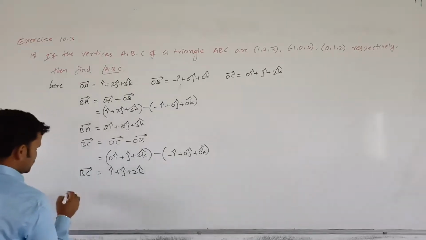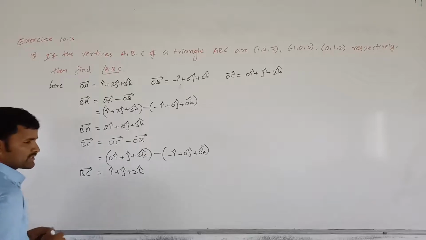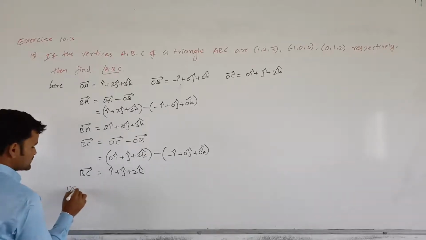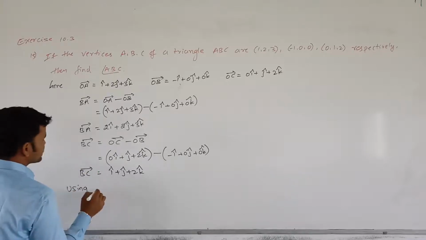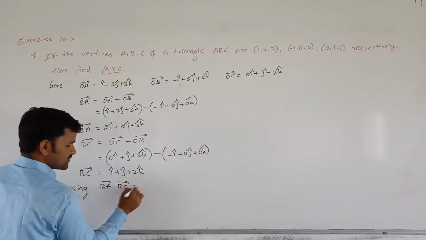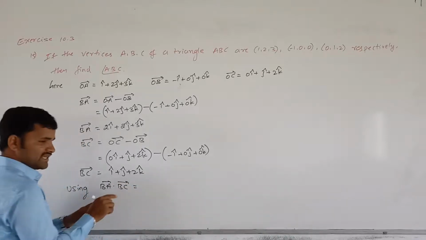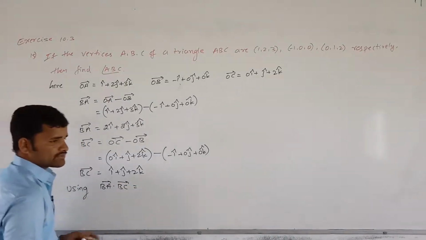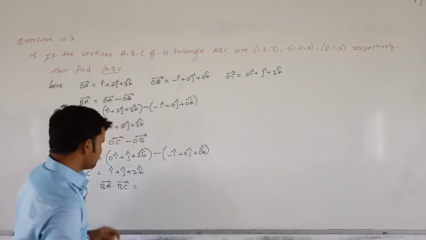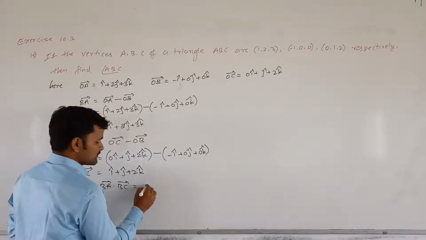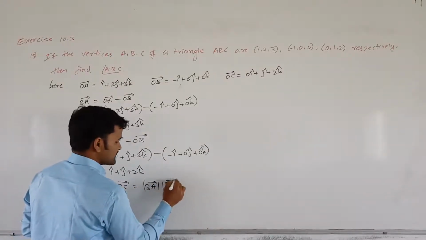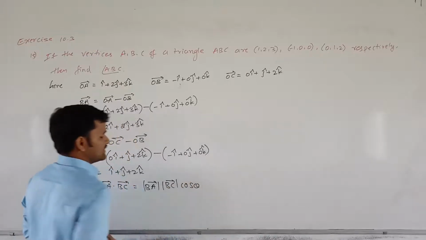Next, let me use the formula, that is the dot product of two vectors between BA and BC. Using the dot product formula, A dot B is equal to what we wrote: magnitude of vector A into magnitude of vector B into cos theta. In the same way, BA dot BC is equal to magnitude of vector BA into magnitude of vector BC into cos theta.